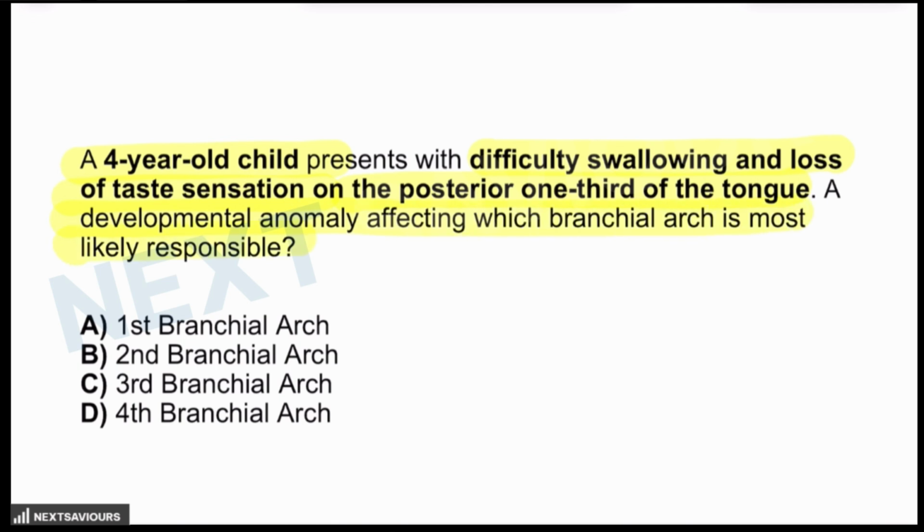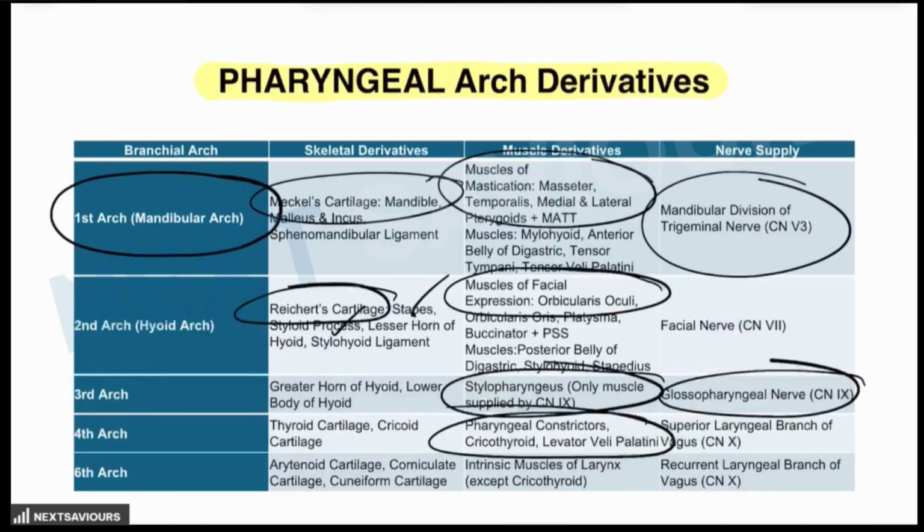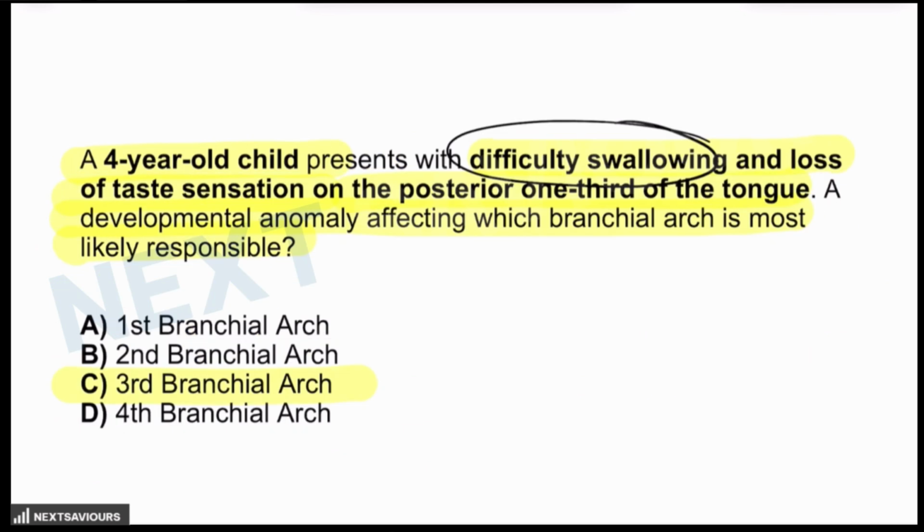So you know the third branchial arch gives rise to the stylopharyngeus muscle, as we have already talked about, and it is the only muscle which is supplied by cranial nerve 9. It leads to the formation of the greater horn of the hyoid bone, and cranial nerve 9, that means the glossopharyngeal nerve, innervates the posterior one third of the tongue, which is responsible for taste and sensation. So, a defect in the third arch will result in difficulty swallowing, which is because of stylopharyngeus dysfunction, and loss of taste in the posterior one third of the tongue, which is because of glossopharyngeal nerve involvement. So, the answer for this question is abnormalities in the third branchial arch.